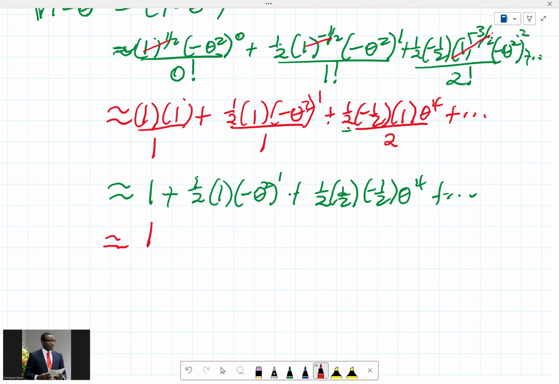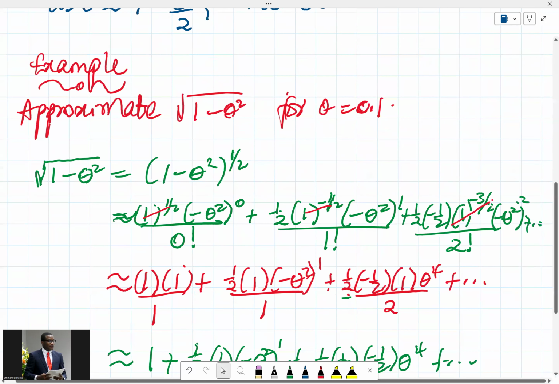Because plus and minus is still minus, that's minus half theta squared, then still minus, so it's minus 1 over 8 theta raised to power 4 plus all that. Now, the interesting thing here is that we're approximating for 0.1.